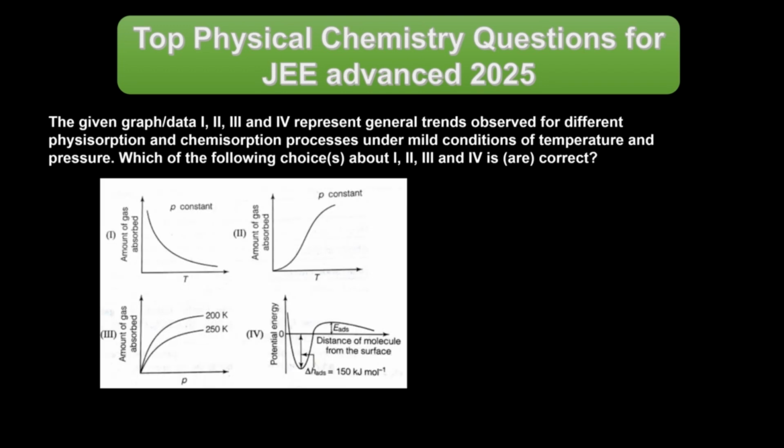Moving on to the next question. The given data are graphs. These four graphs represent the general trends observed for different physisorption and chemisorption processes under mild conditions of temperature and pressure. Which of the following choices about these four are correct? Again, this is an MSQ type. So let's analyze the graphs one by one. Here I have the first one, that is the amount of gas adsorbed versus temperature, where the pressure is constant.